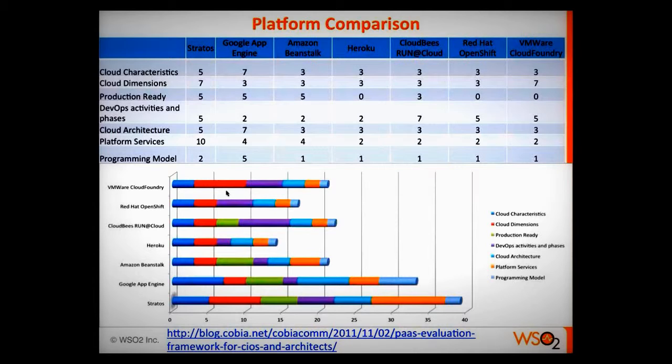How well is the product integrated into the DevOps activities that we talked about and a number of lifecycle phases that you desire to apply automated governance and increased efficiency and productivity?